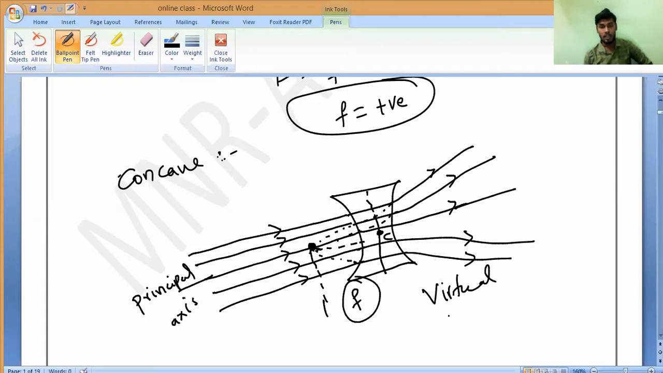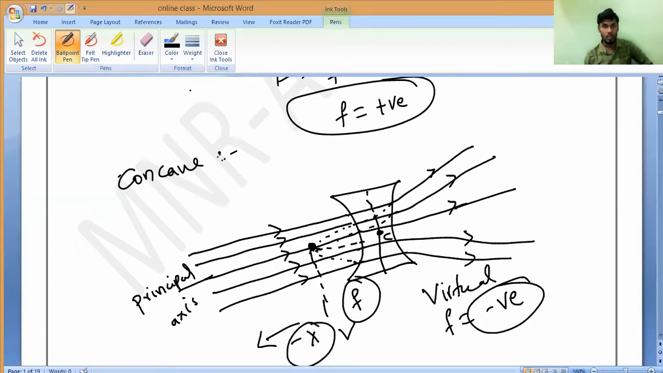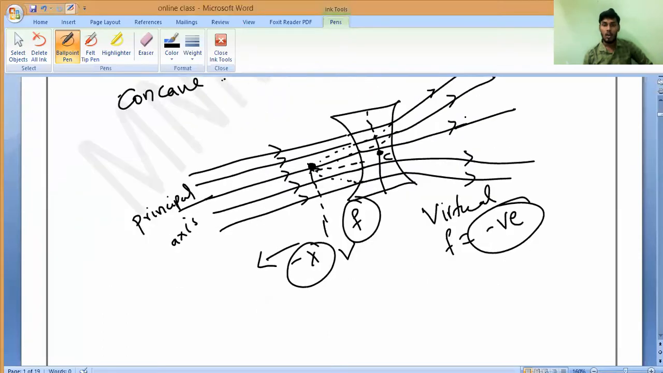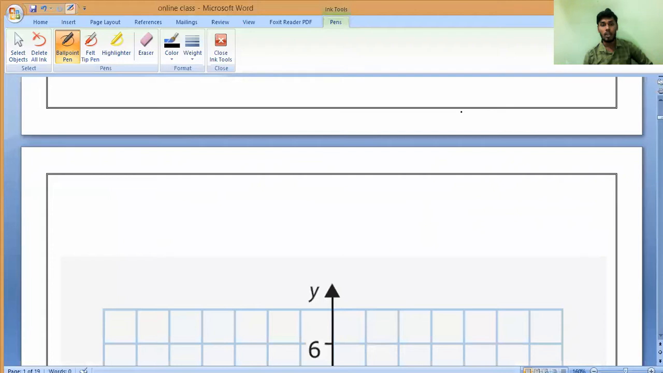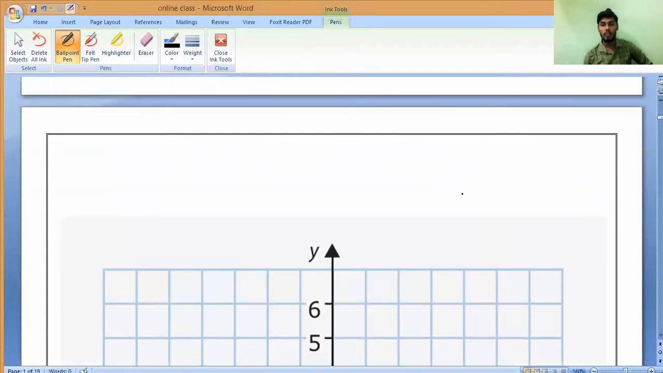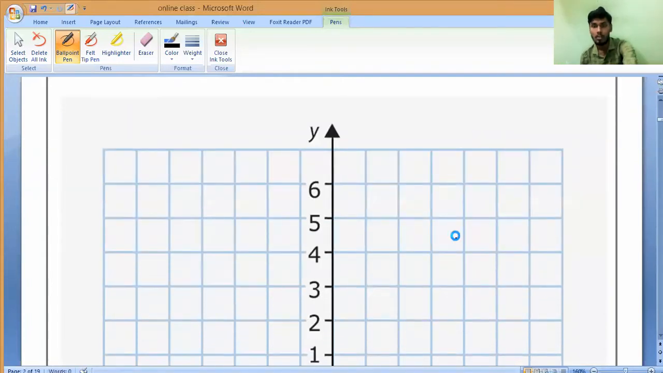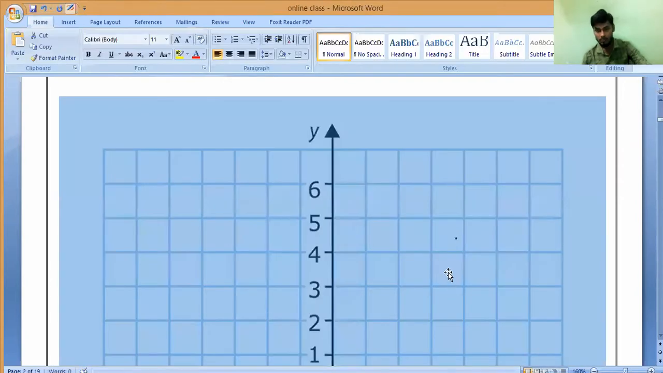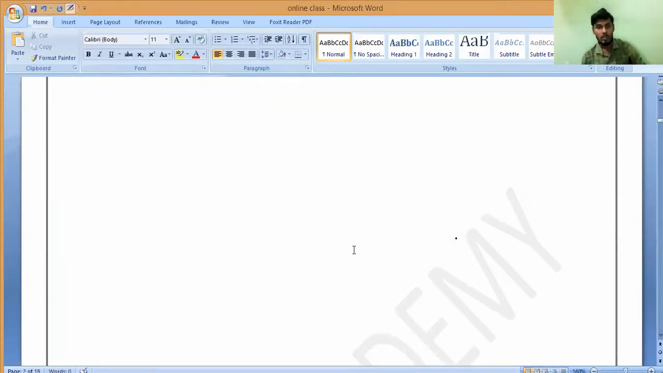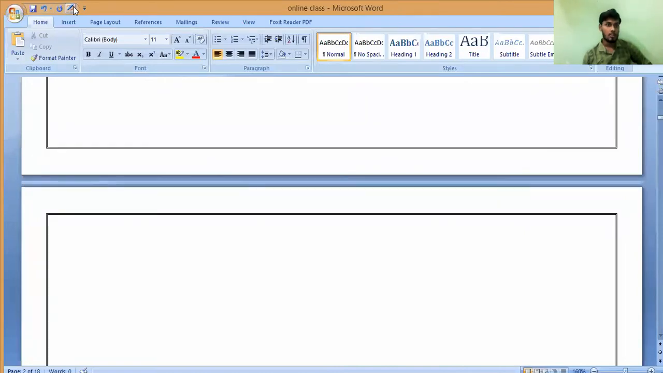So virtual focus, and F is equal to what always? Negative, because it is the minus x coordinate. That is what you should remember. Is it okay? Kevin, all of you, do you understand? Any doubt? Anybody can ask me. So like this, we can find the focal length of a concave and convex mirror. Do you understand or not, all of you? Yes, sir. So that is what you should remember.